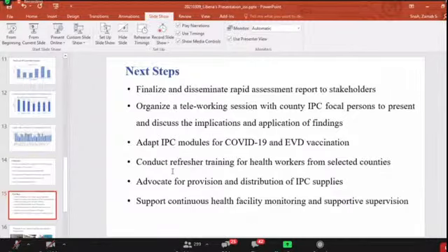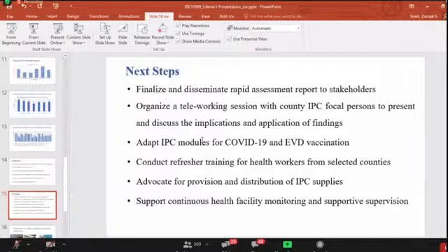We have several next steps for our EVD preparedness: to continue the rapid assessment, complete it, and have a whole report that can be shared with stakeholders for informed decision making. Another next step is to organize a teleworking session with the county IPC focal persons to present and discuss the implications and application of the findings from the rapid assessments.